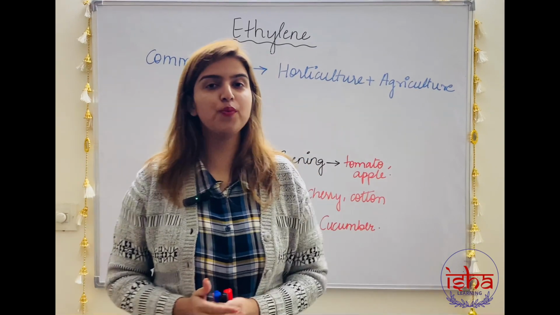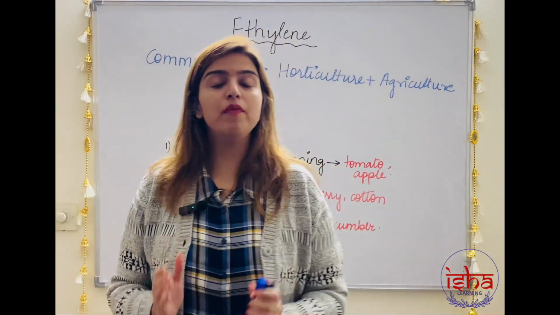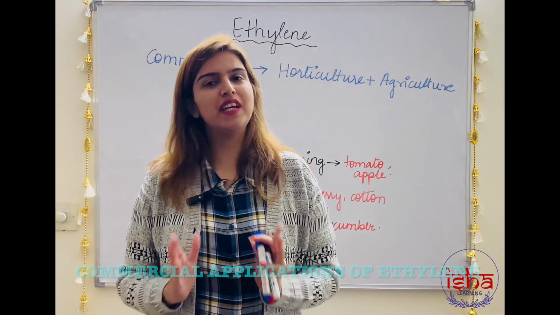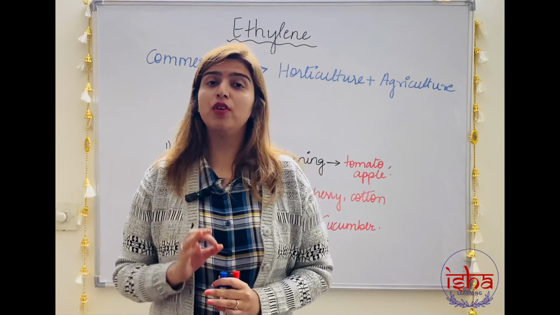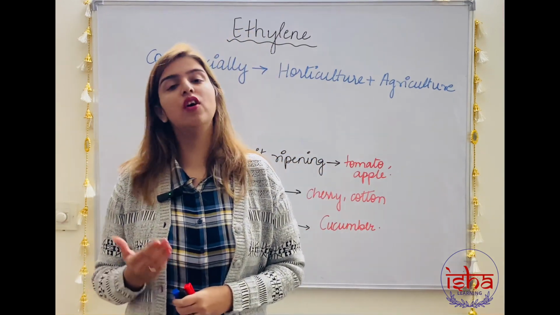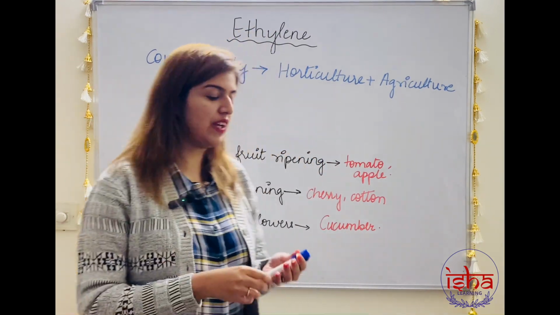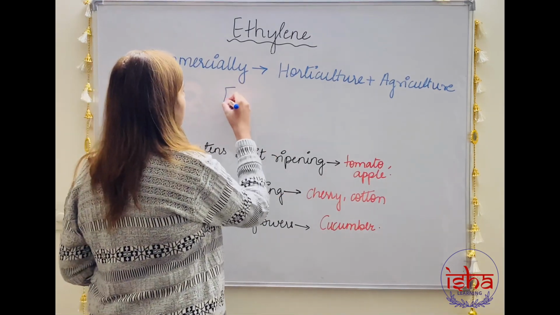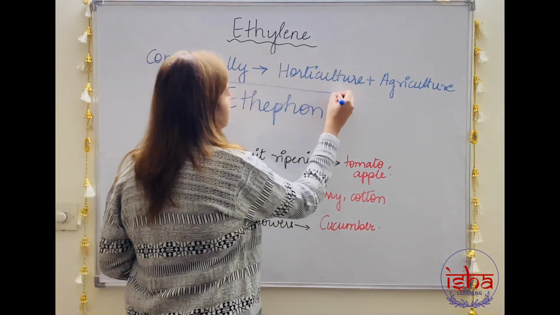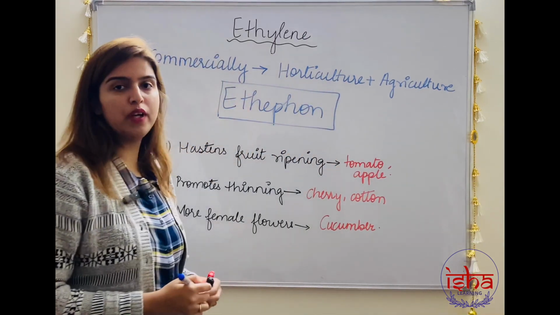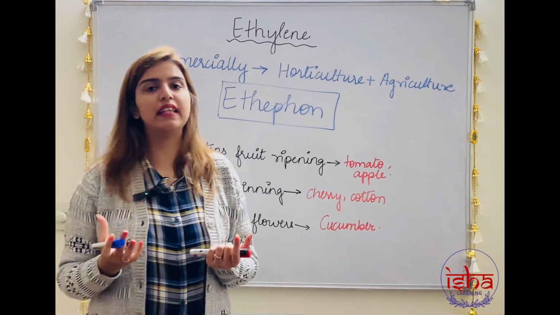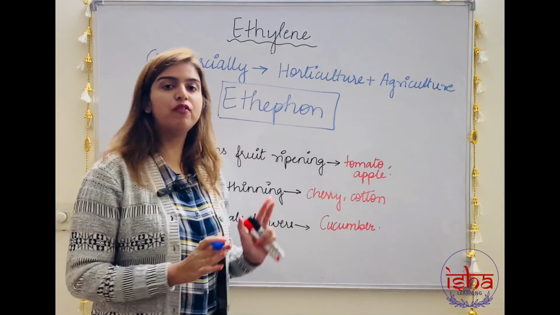After looking at the functions, we approach the last part of the video where we'll talk about the commercial applications of ethylene. Well, ethylene is a very simple gaseous compound, but it is one of the most widely used plant growth hormones in both agriculture and horticulture practices. It is available in the market in the form of a compound known as Ethephon. What is this Ethephon? Ethephon is an aqueous solution. Basically, this is a liquid that slowly releases ethylene. So it causes slow, gradual release of ethylene wherever you're going to spray this Ethephon solution.